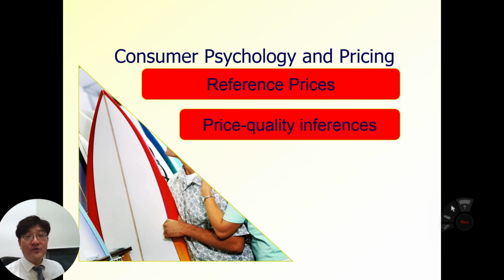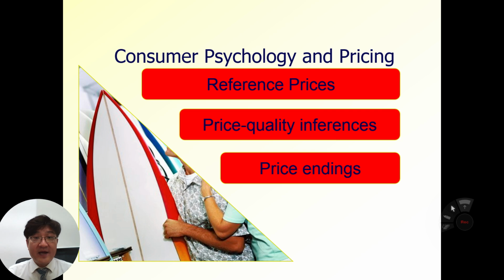So when you have neither the information nor the knowledge, then the price is the only available information you can process. If that is the case, the price quality inference becomes very, very strong. Not always, but in those areas it works fine.